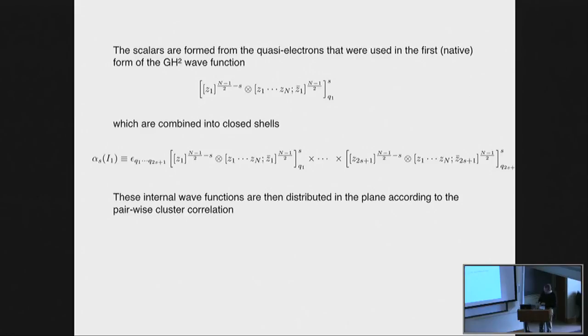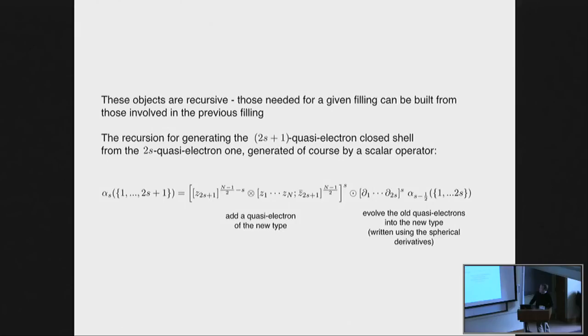What are the scalars? The scalars are these original quasi-electrons that we introduced in the first form of the wave function before we formed the composite fermions, and you just fill a closed shell full of these spinors. So this is a scalar because it's a closed shell. And you can go ahead and work out the recursion relation for that, and it's really simple. The scalar that you're forming for the next filling corresponds to the scalar that you had in the initial filling. You add one composite fermion of the new type, and then you operate with these aligned derivatives to take all the old quasi-particles, break one more pair, and make them of the new type. There's a simple recursion relation for this as well.